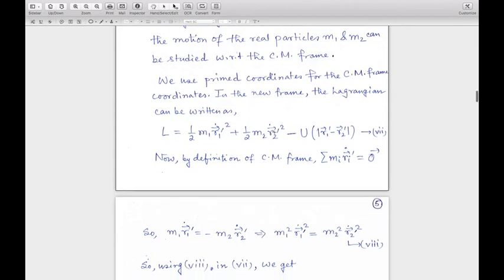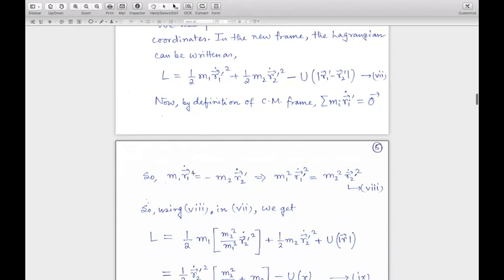Okay. Now in this Lagrangian, which is now defined with respect to the CM frame, we can say by definition the total momentum vanishes. If you remember the definition of the center of mass frame, the total mass moments and the total linear momentum of all the particles with respect to the CM frame must vanish by definition.